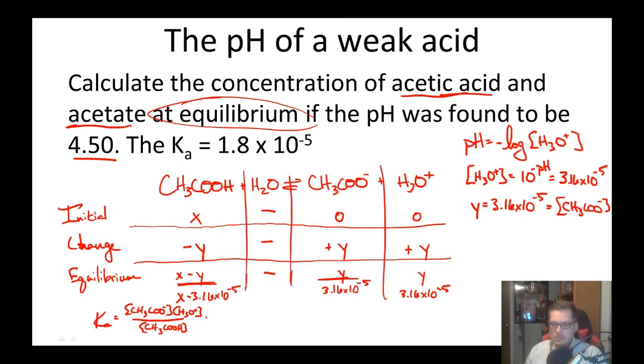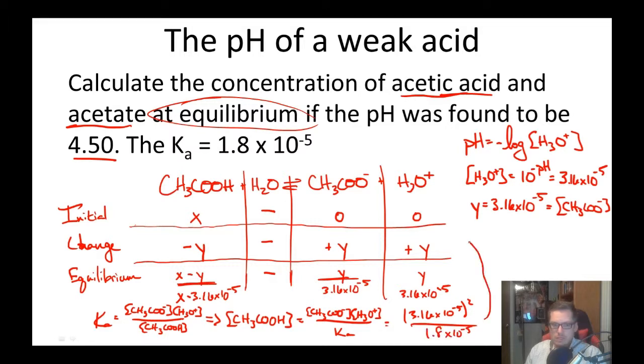So if we rearrange this to solve for acetic acid, then the concentration of acetic acid, CH3COOH, is equal to the concentration of CH3COO minus times the concentration of hydronium divided by the Ka. We can just start plugging things in. Since acetate and hydronium equal the same thing, this just becomes 3.16 times 10 to the minus 5th squared divided by the Ka value, which is 1.8 times 10 to the minus 5th.